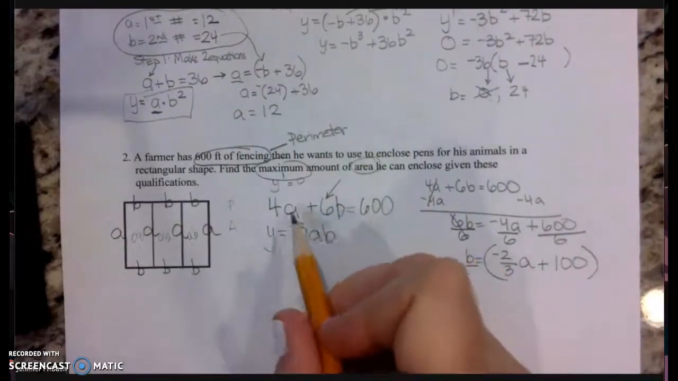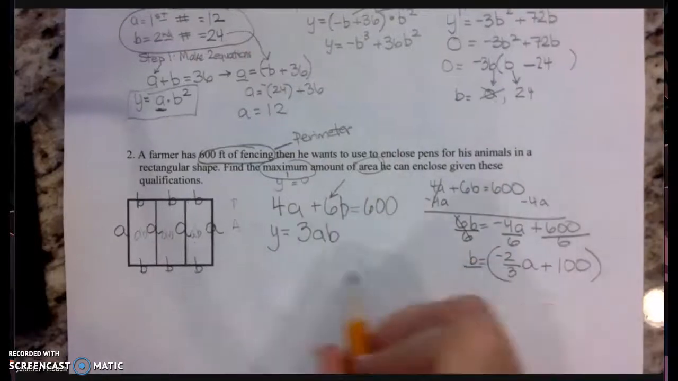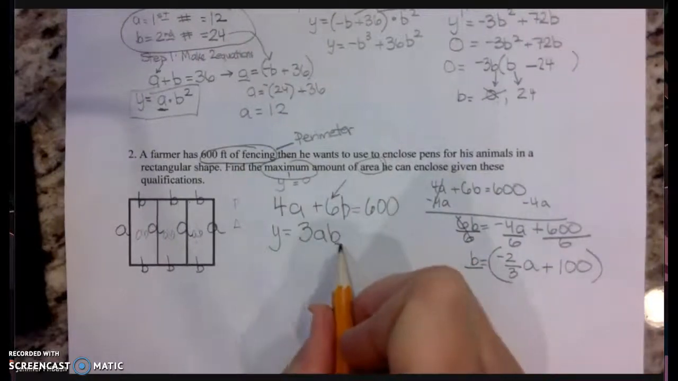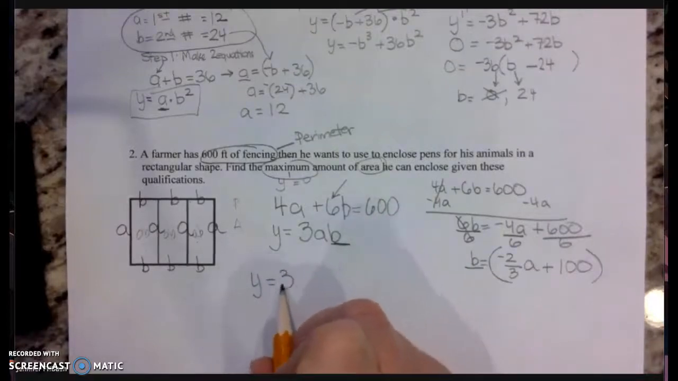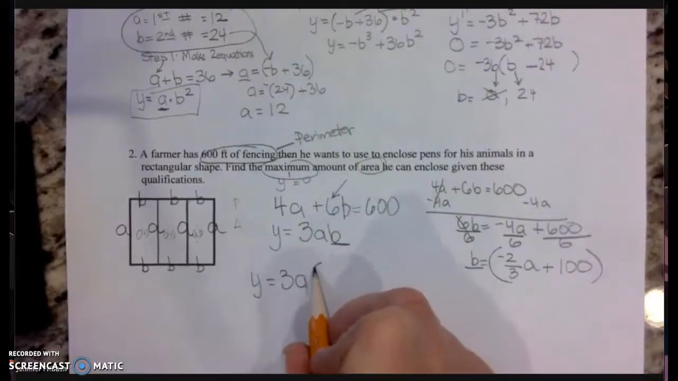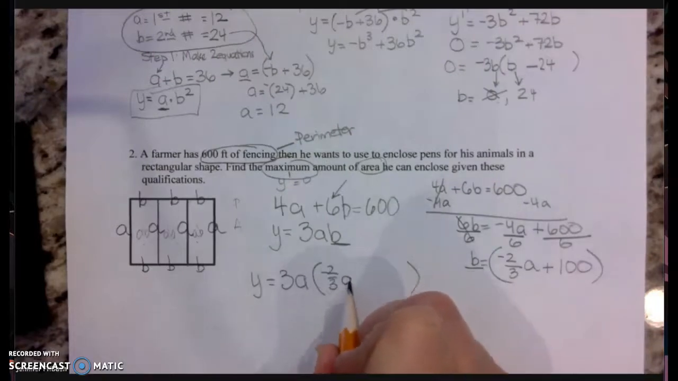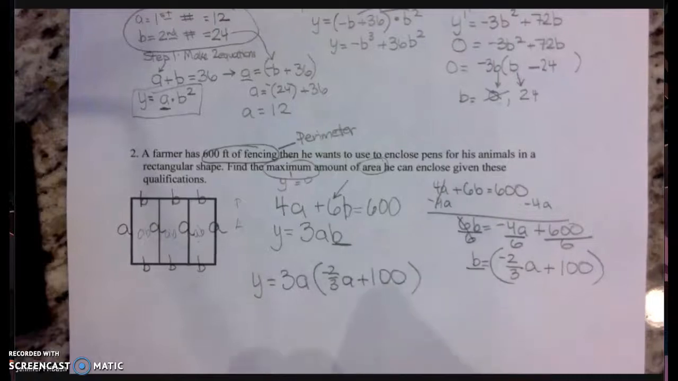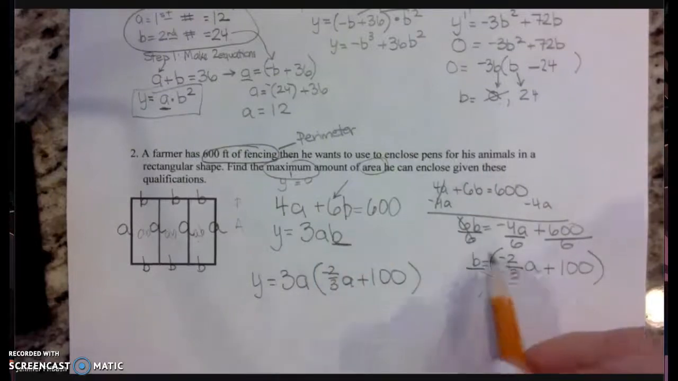All right, here are my 2 equations from step 1. Step 2 is going to be to combine these. So I'm going to plug this in for B. So y will equal 3A times, instead of B, negative 2/3 A plus 100. So this came down, this came down, this came over instead.